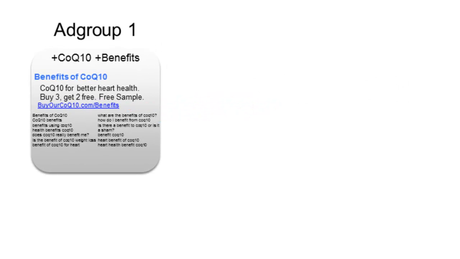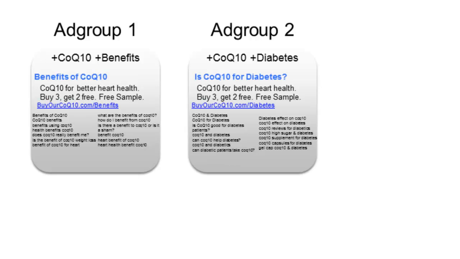So that is just ad group 1. So the next step is to, after doing your keyword research, come up with another variation of CoQ10 that people are searching for. So let's say that's CoQ10 diabetes. So you do the same thing. You optimize your headline. Is CoQ10 for diabetes? You optimize your display URL. You include that keyword diabetes right there.